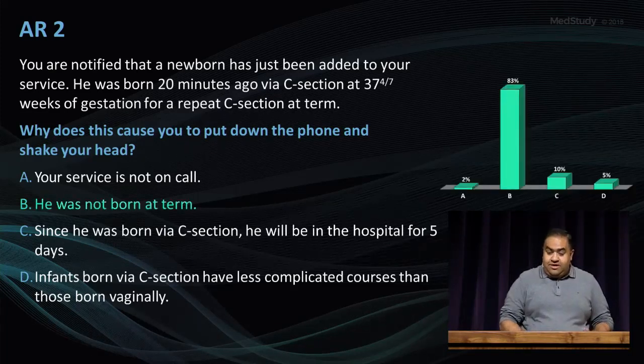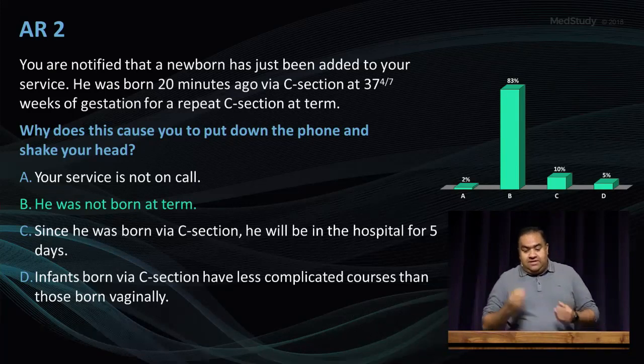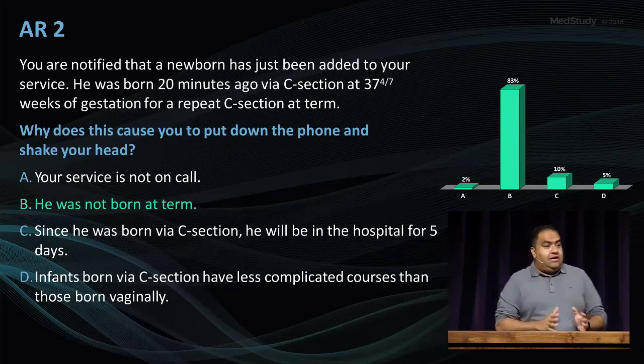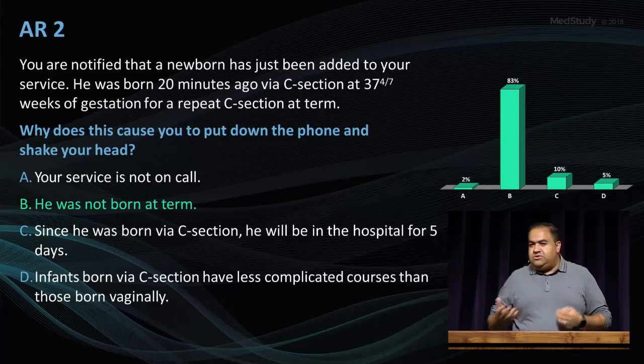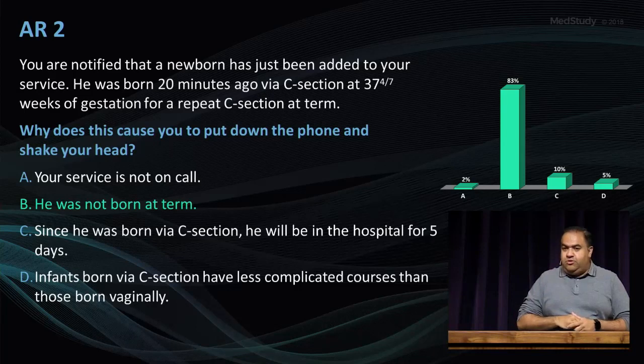Very good. He was not born at term. So because they're not born at term, they have a higher risk of having complications. Remember, most C-section kids are usually within the hospital 48 to 72 hours beyond. If you're holding them for 5 days, the insurance companies will kill you. And the D answer, infants born via cesarean section have less complicated courses.